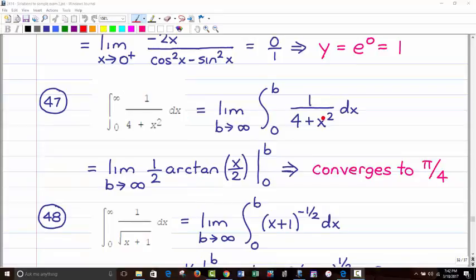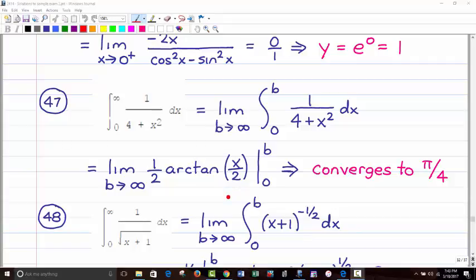So that's just arctan. You can follow the arctan formula off the formula sheet. The a would be 2, and u would be x. So it's 1/2 arctan of x over 2, the limit as b goes to infinity. And then the limit will only affect where the b is, not when you plug the number in. So wherever you plug the number in is not affected by that limit at all.